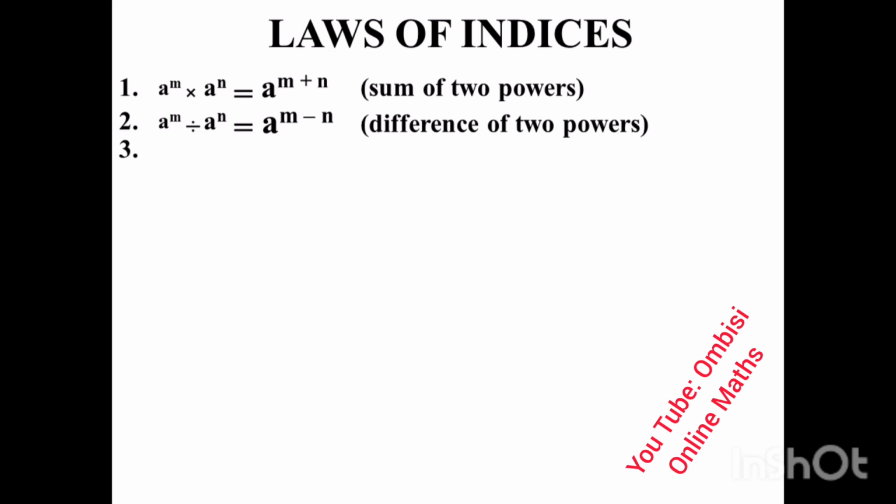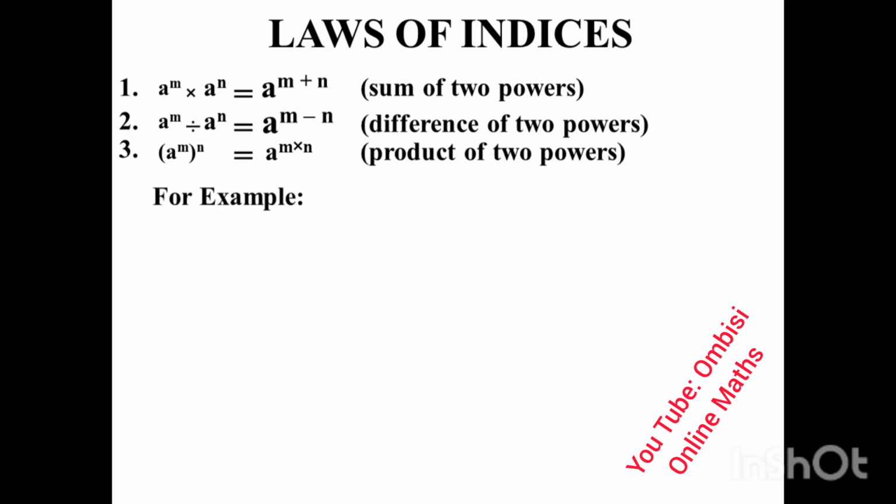We can look at the third law, and the third law says if you have a number a raised to the power of m raised to the power of n, it's the same as a raised to the power of m multiplied by n. And this law is known as the product of two powers. For example, if you have a raised to 4 raised to 2, this translates to a raised to 4 times 2, and a raised to 4 times 2 translates to a raised to 8.